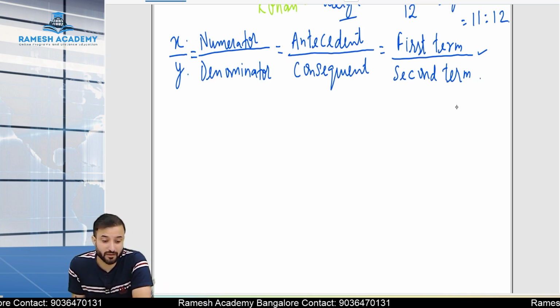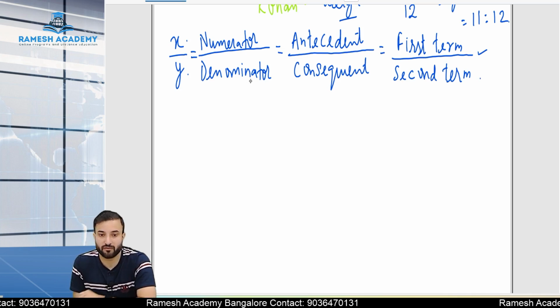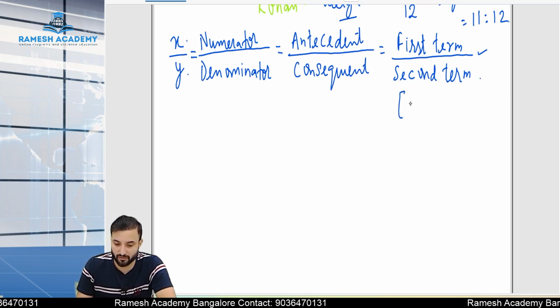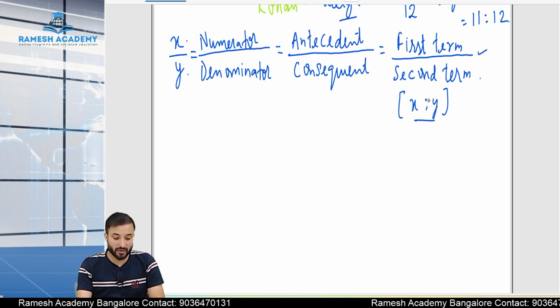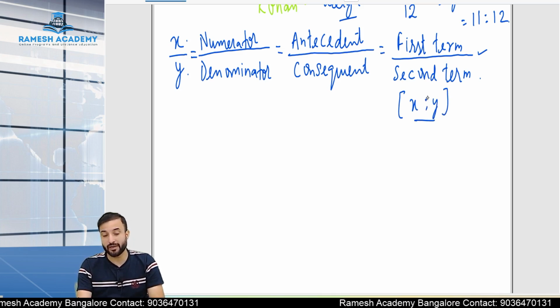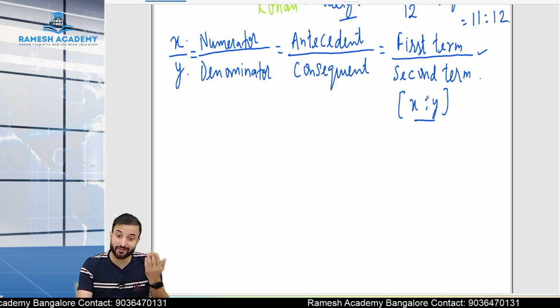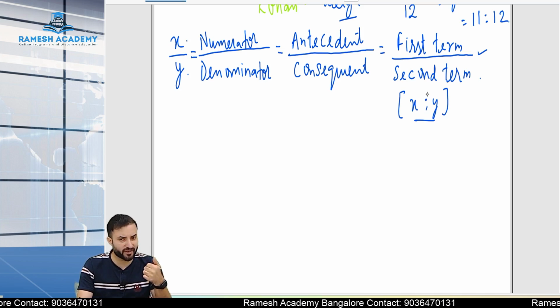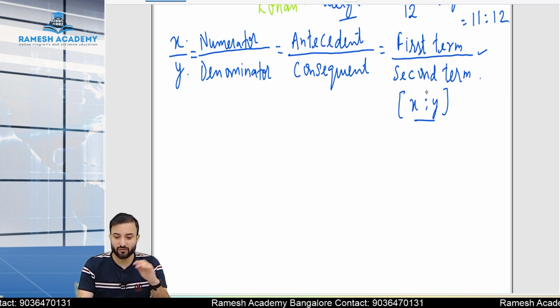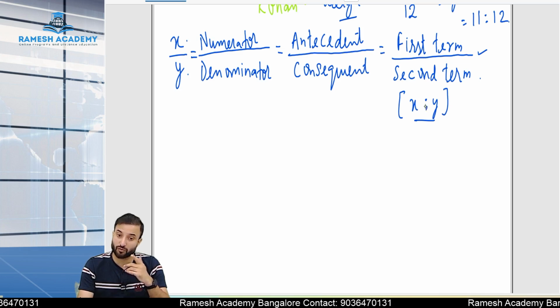So these are the names for x and y, and we know that a ratio is written as x is to y. Before, it was numerator and denominator, but now in ratio and proportion it becomes antecedent and consequent, otherwise first term and second term, or first quantity and second quantity. So it is written in the form of x is to y.